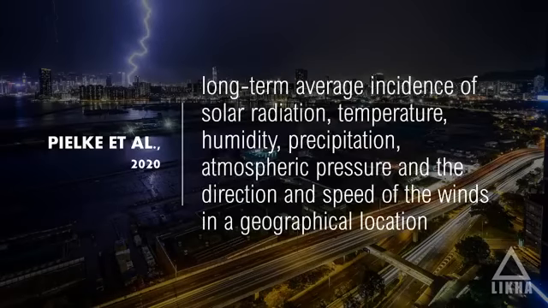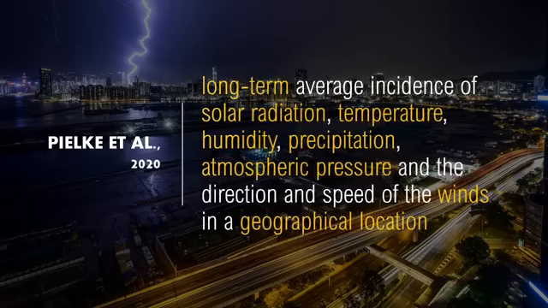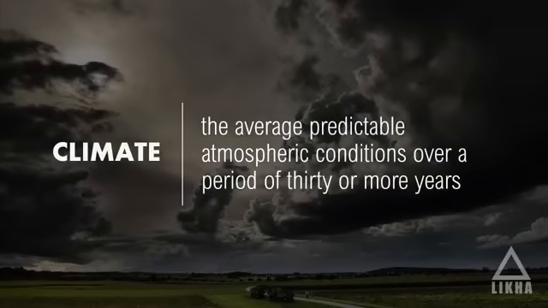So the scientific definition of climate is that it is a long-term average incidence of solar radiation, temperature, humidity, precipitation, atmospheric pressure, and the direction and speed of the winds, and its geographical location. When we say long-term, it means average predictable atmospheric conditions over a period of 30 or more years. That is what climate actually is.